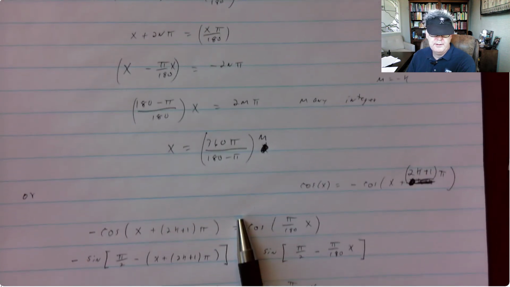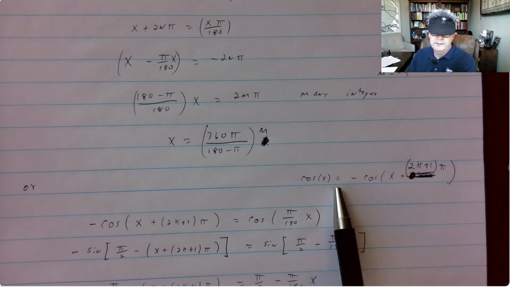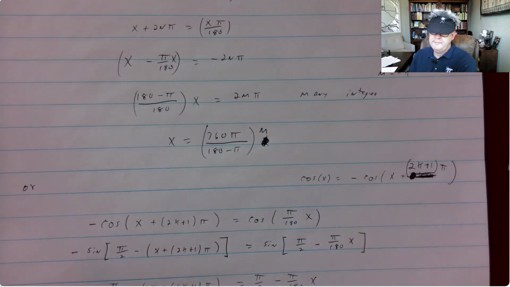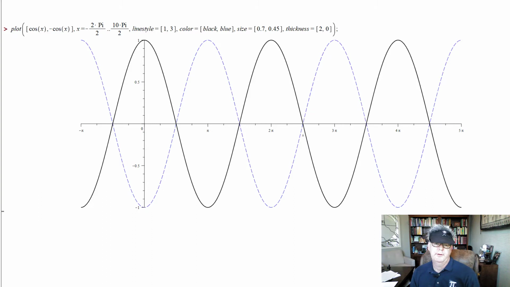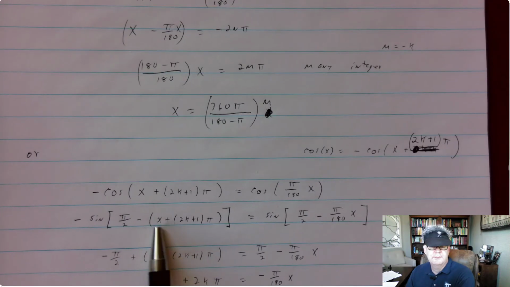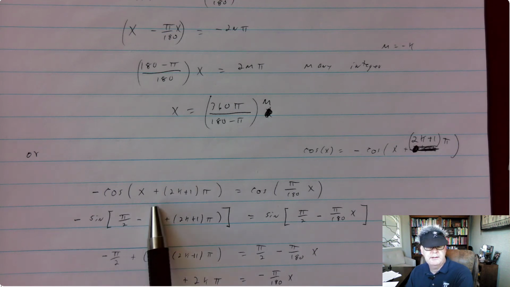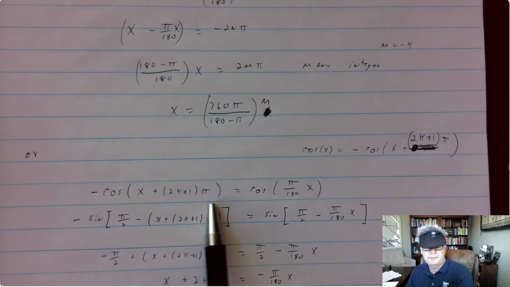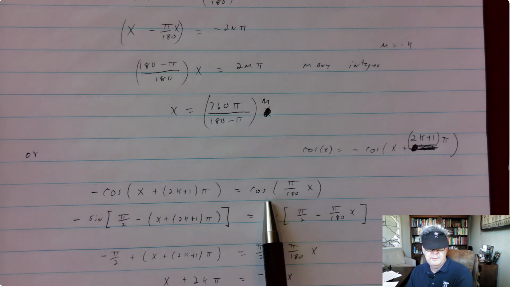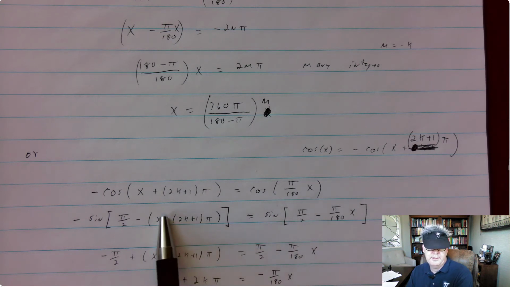For the other part, again, another way to get the graph of cosine is to take the negative of cosine and then shift it an odd multiple of pi. We probably don't need the graph to see that, but in black is cosine, the negative is blue, and then shift it pi. So that's another way to get the graph. So I can say the negative of cosine x plus an odd multiple of pi equal to cosine of this. So this was cosine of x, but now it's that.